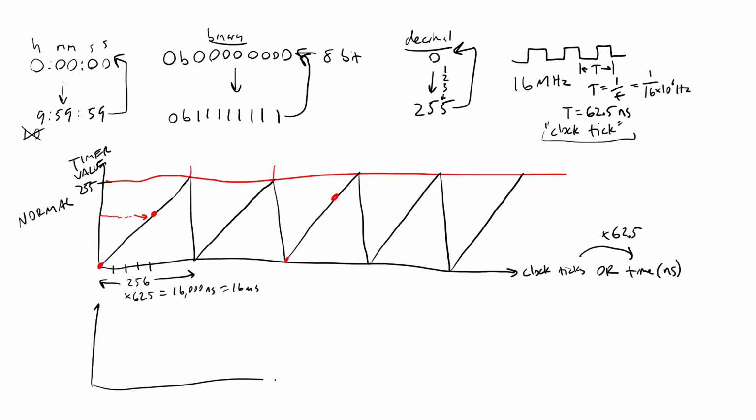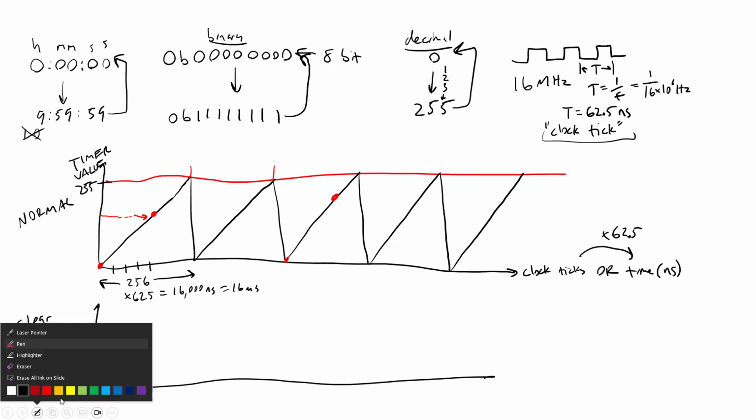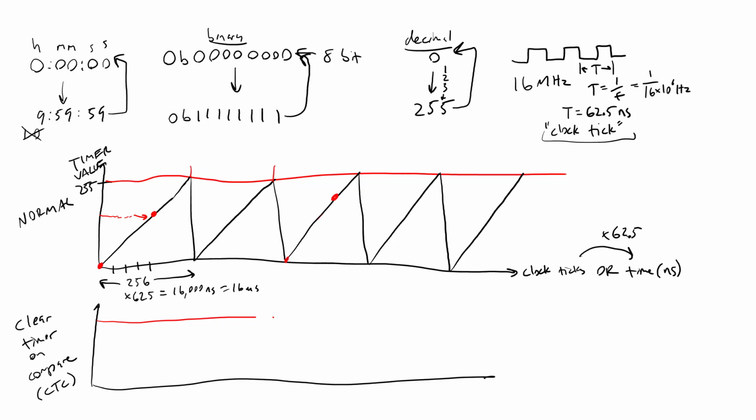We also have another one called clear timer on compare, or CTC mode. And how this mode works, instead of always counting up to that max value of 255, we can choose the value at which we want the timer to be cleared or reset.